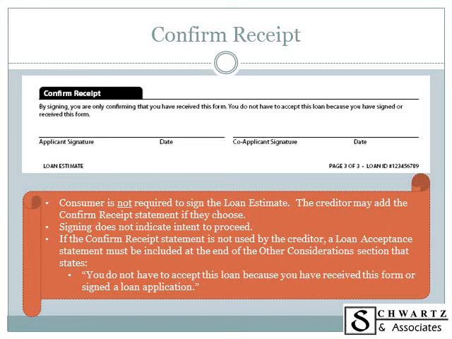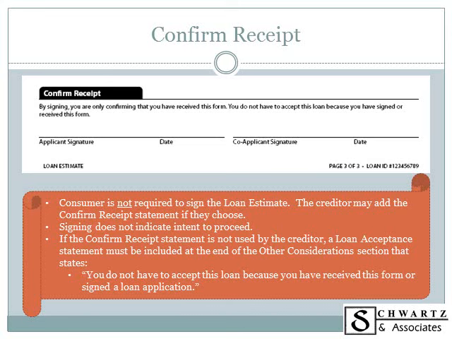And here we have the last section of the loan estimate, the confirm receipt section. This is a signature statement that is reflected at the bottom of page 3. The consumer is not required to sign the loan estimate though. The creditor can add the confirm receipt statement and have the consumer sign it to acknowledge receipt of the form. But you need to remember that the consumer signing it does not indicate their intent to proceed. So you'll need to work out those procedures internally in your company to determine how you're going to determine that the borrower has indicated that they intend to proceed with the transaction.